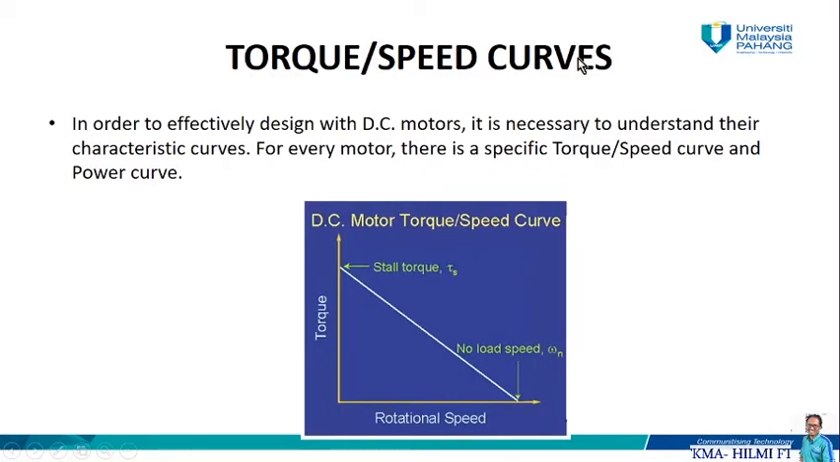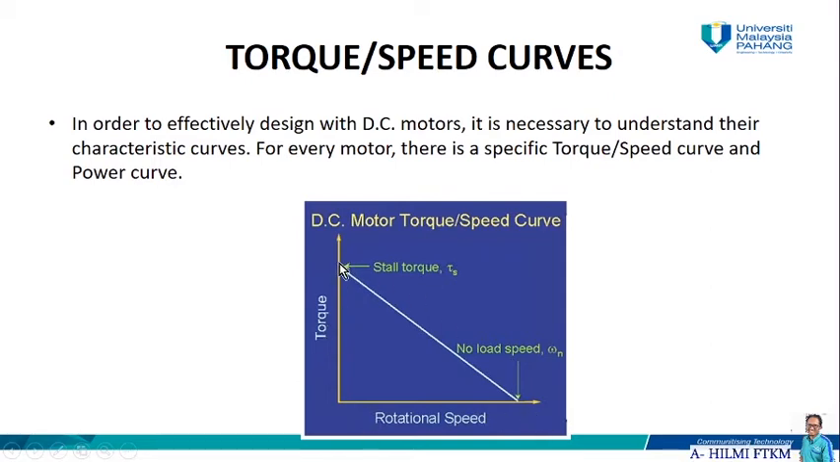Next, we have the torque speed curve. So in order to effectively design DC motors, it is necessary to understand the characteristic curve. For every motor out there in the market, there is a specific torque speed curve and power curve. So in this figure, we have the torque and the rotational speed.